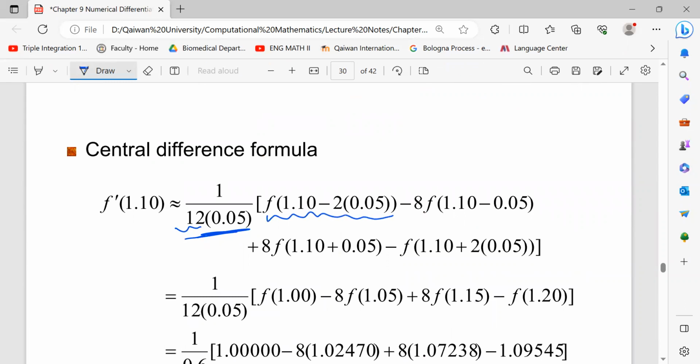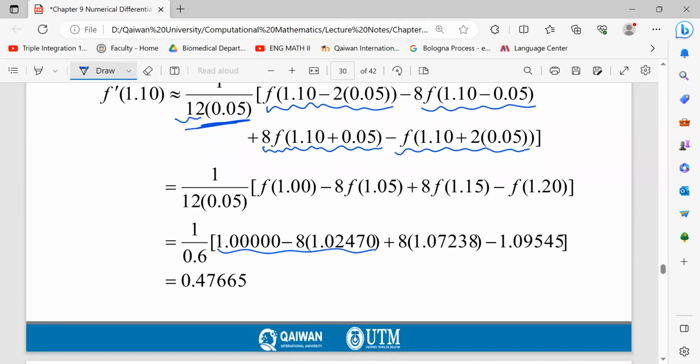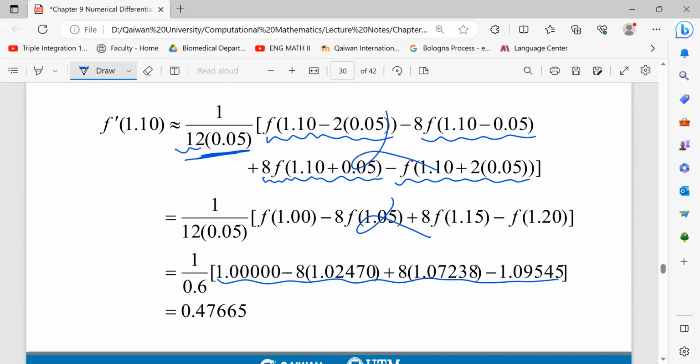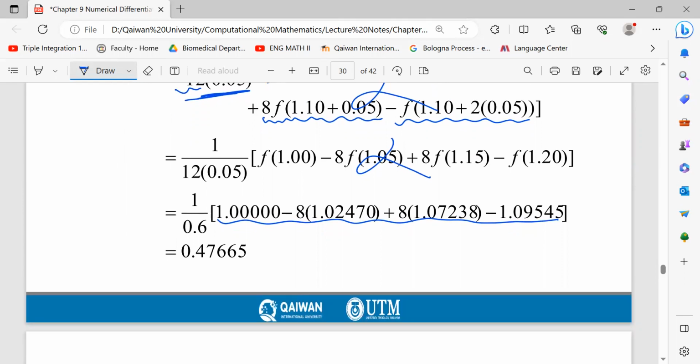This is f of xi minus 2h, minus 8 times f of xi minus h, plus 8 times f of xi plus h, minus f of xi plus 2h. You can directly write down these values. Okay, you can skip this step and this step. You can also write down both steps, but you can also skip those two steps. Okay, and you get the result, which is 0.47665. That's for 5-point central.